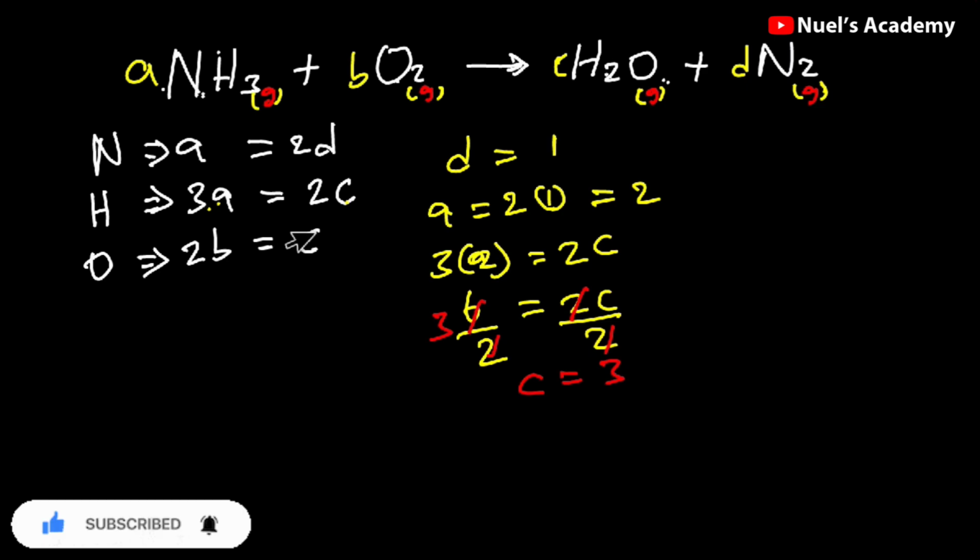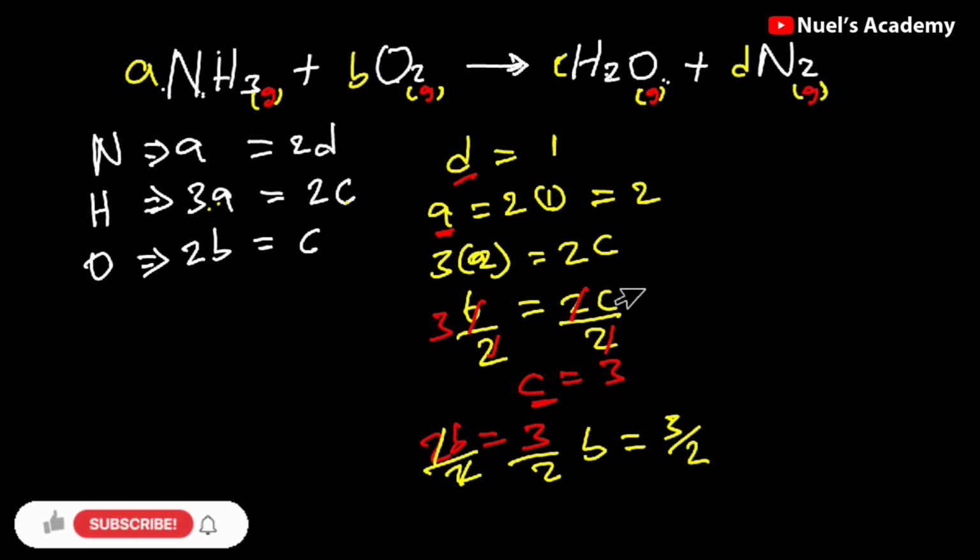Now for D, D is 1 already, so we have gotten D, A, and then C. The next thing we're going to do is to find the value of B. Since we have gotten the value of C as 3, let's replace C with 3 in this equation. So you have 2B is equal to 3. Let's divide both sides by 2, so this and this will cancel. Then B is equal to 3 over 2.